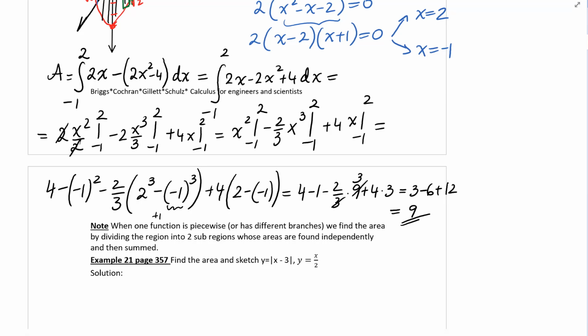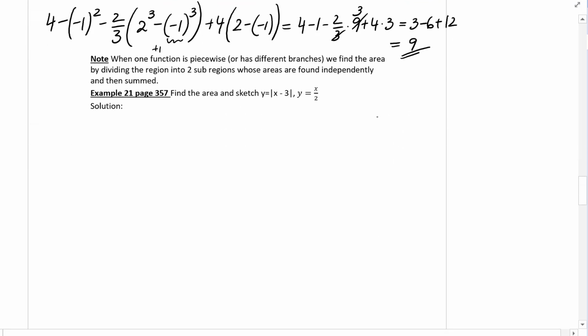Now let's take a look at the next problem, because the next problem is a little bit different. Here we still have to find the area, but the functions that we have are y equals absolute value of x minus 3 and y equals x over 2. So let's graph them first.